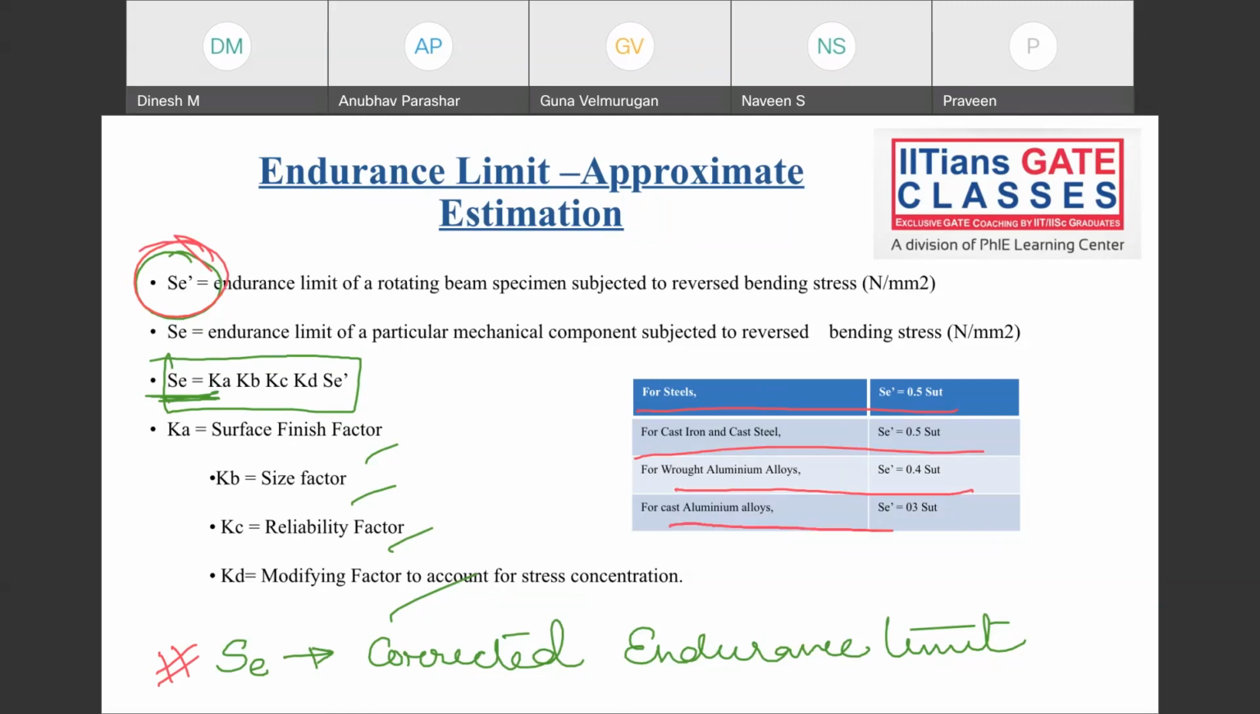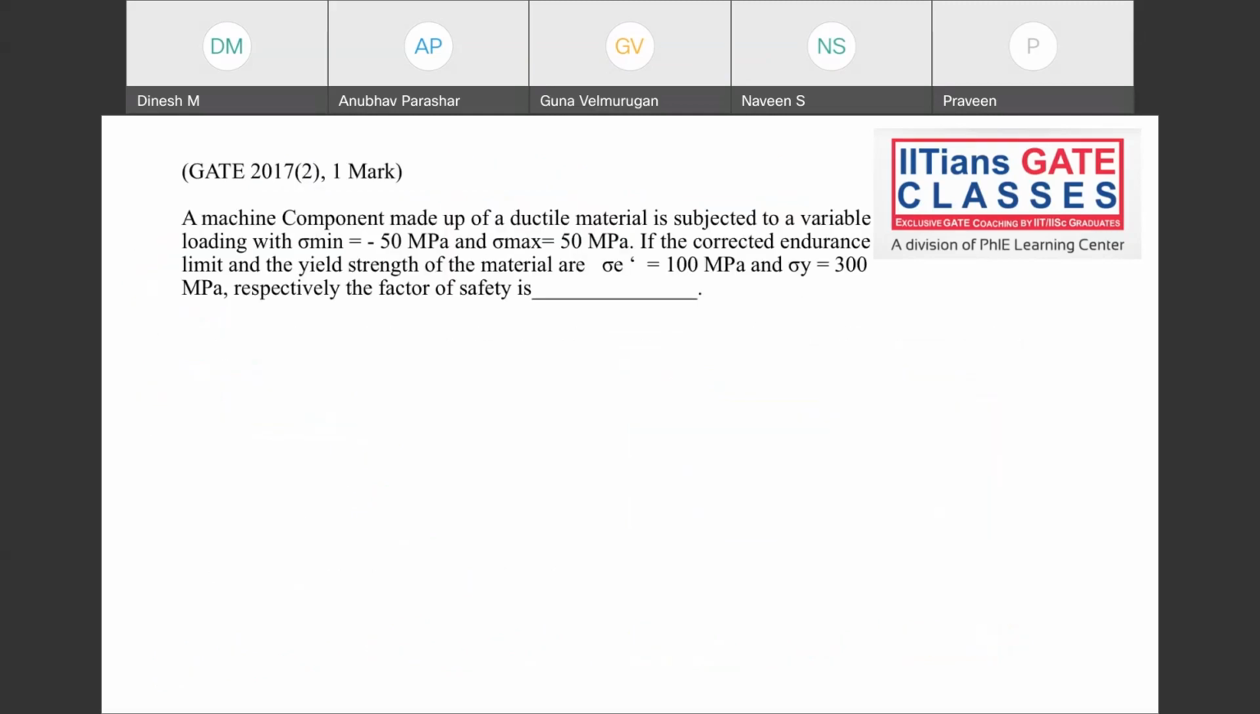For cast aluminium, it is 0.3. So generally, just remember this one, 0.5 SUT. If you remember this, that will be enough, because most of the questions that will be given will be for steel, okay, that will be enough. So you might be able to use this.